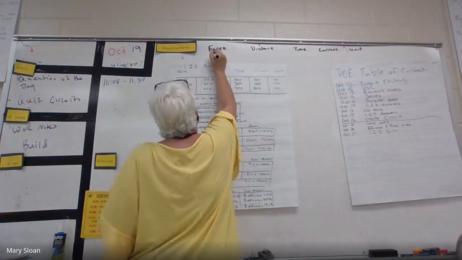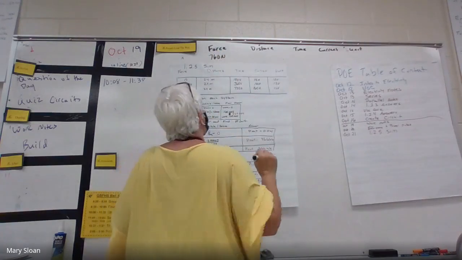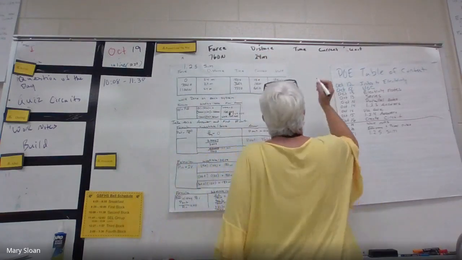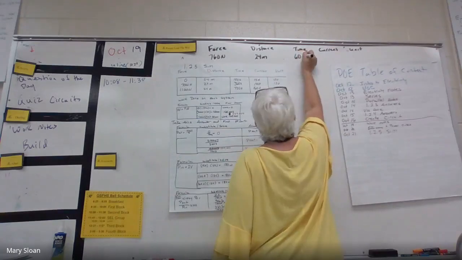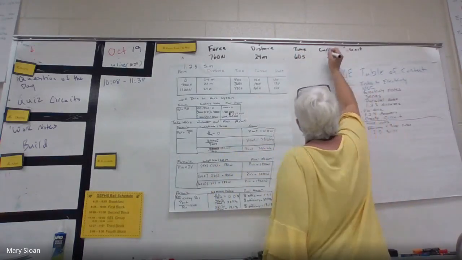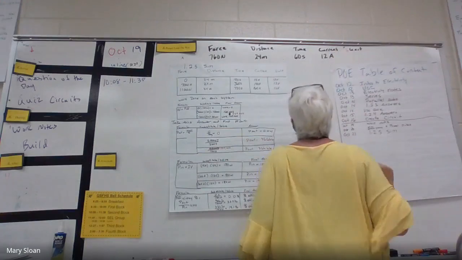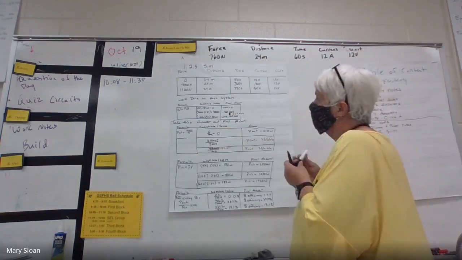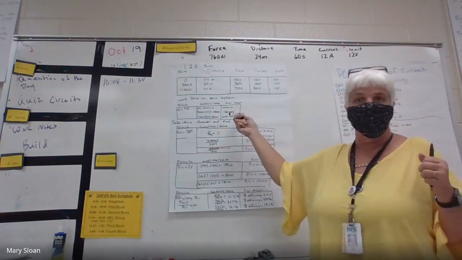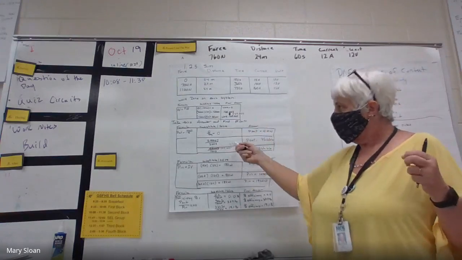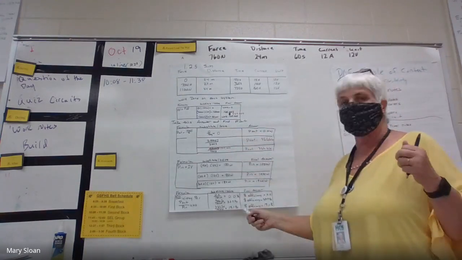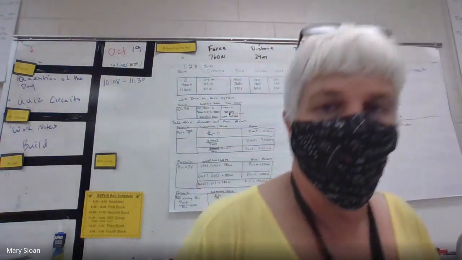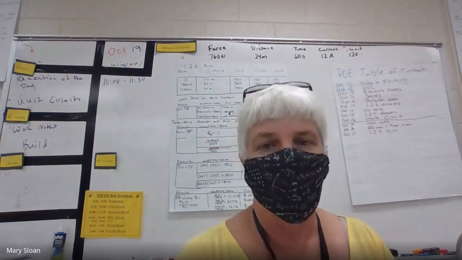I'm going to say it's 760 newtons is my force. My distance is going to be 24 meters. My time is going to be 60 seconds. My current is going to be 12 amps. And my volts are going to be 12 volts. What I would like you to do is tell me what the work done is, the power out is, the power in is, and the efficiency. If you can write that in your ISM book, you can take a picture of that and attach it to the question of the day. Thank you.